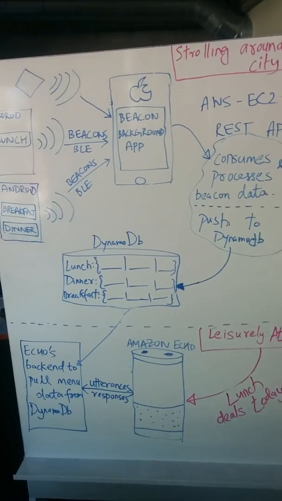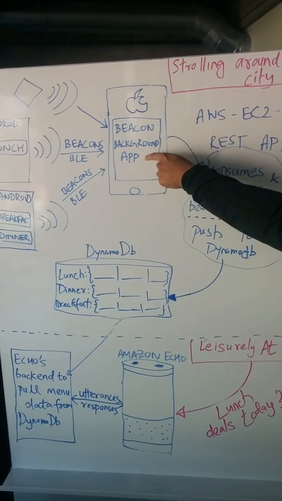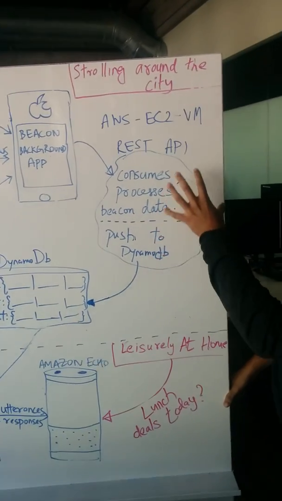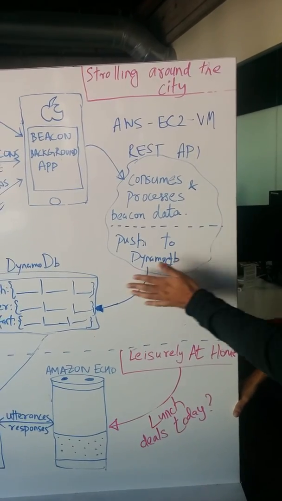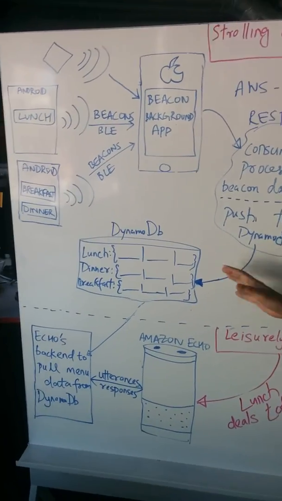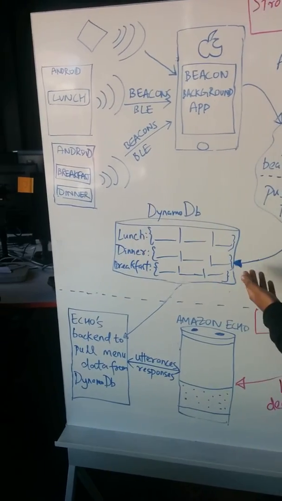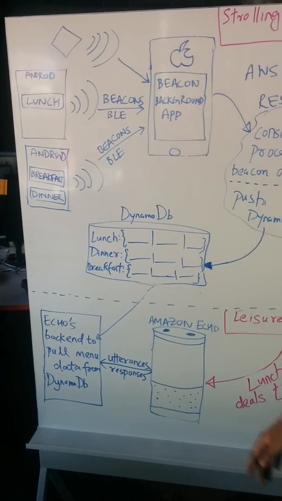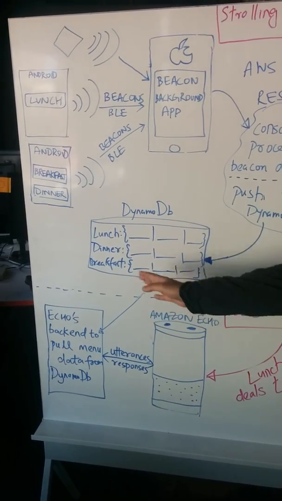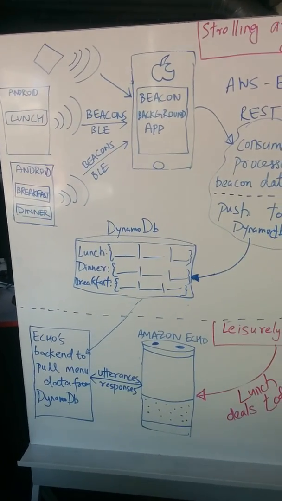It's a Spring-based REST API that collects all the data sent by the iPhone, and the REST API processes the data and then pushes it to a DynamoDB. DynamoDB is basically a NoSQL data store that has a key and a value. Say they're sending various information like lunch, breakfast, and dinner, we can have the key as lunch and various lunch options as the values, and so on for dinner and breakfast.